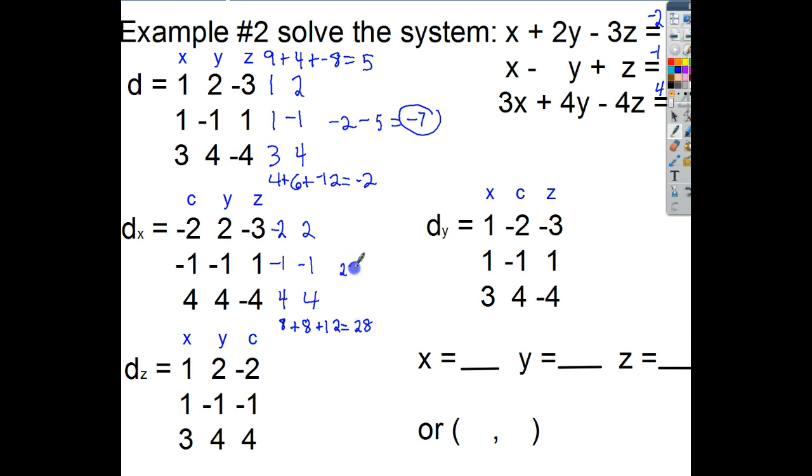So this is going to be 28 minus the diagonals going up. Let's do those. 2 negatives positive. 3 times 1 times 4 is 12. It's always plus between them. 4 times 1 times negative 2 is negative 8, plus 2 negatives is positive. 4 times 1 times 2 is 8. We get 12. That goes in the back. We subtract. We get 16.